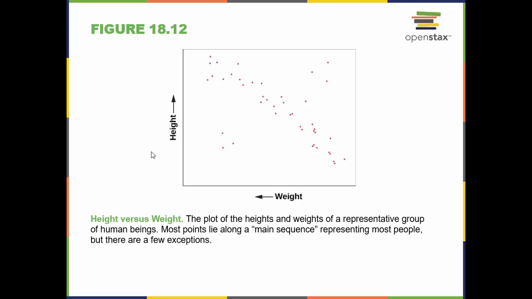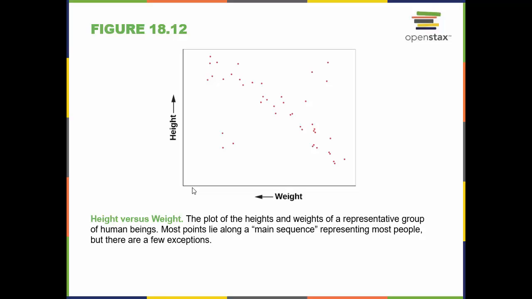So it's good to look at different characteristics and try to find a relationship between them. Just as an example, here's the height versus weight of a large selection of human beings. What you see is that most of the points lie along this main sequence. And don't forget, weight is increasing in this direction. So this is a small weight, and this is a large weight over here. And height is increasing up.